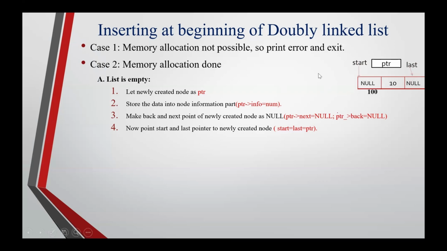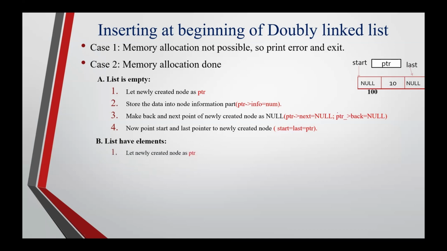So right now our double linked list is complete: only a single node, both pointers point to null, and start and last store the value 100. So this is the first case, when the list was empty. Now the list has elements, right? Right now the list has only one element. It may be one or two, but it has elements.